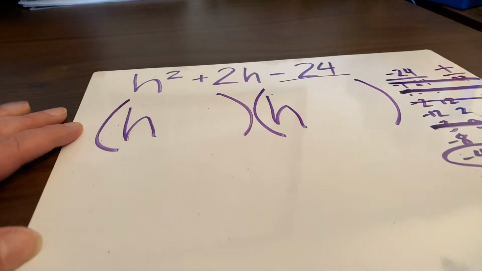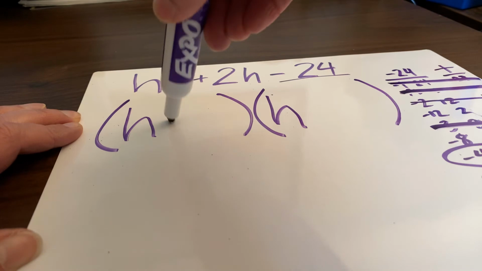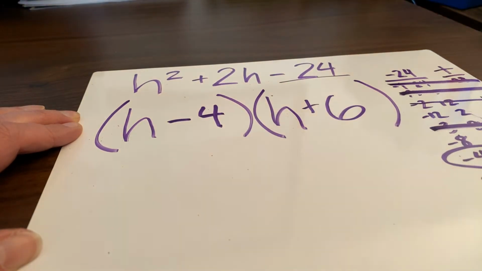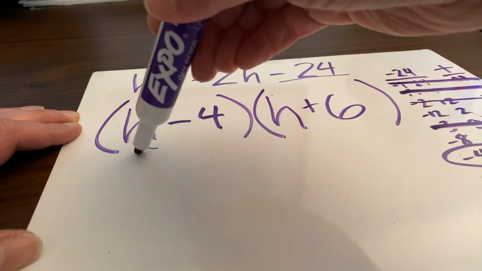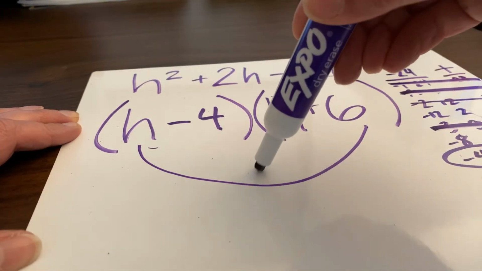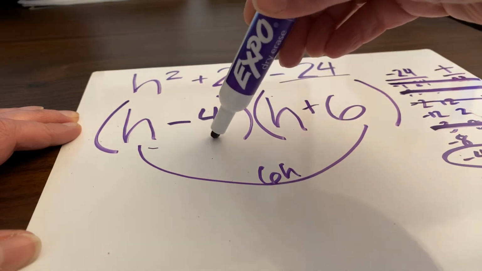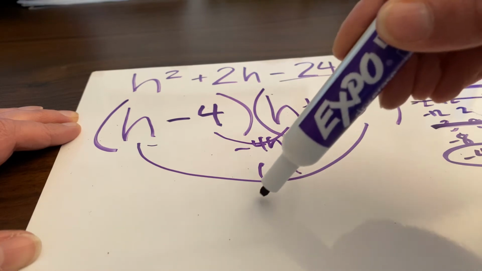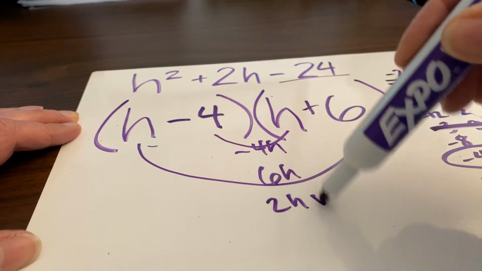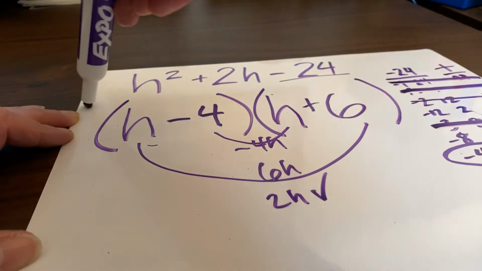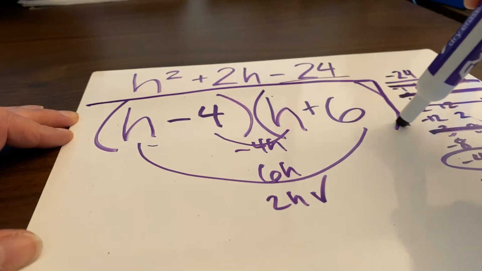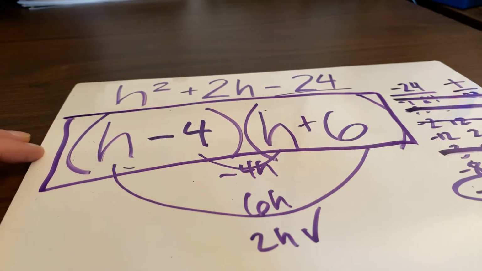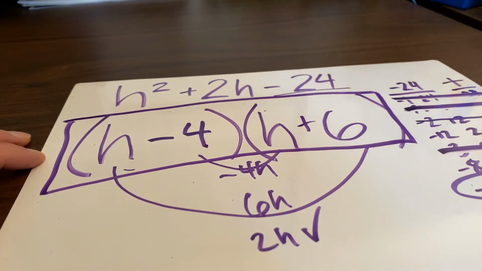So we come back over here to our parentheses. We'll put in minus 4 and a plus 6, and we can double check, right? We can do h times 6 is 6h, and negative 4 times h is negative 4h, and when we add them up, it adds to 2h. So there it is. Our answer is h minus 4 times h plus 6. We have factored the h squared plus 2h minus 24.